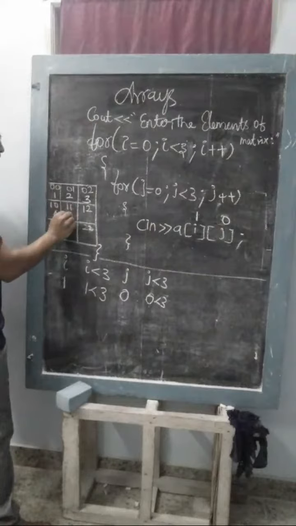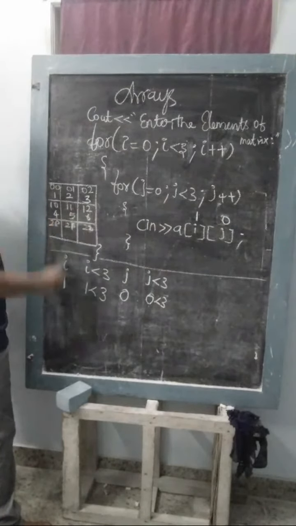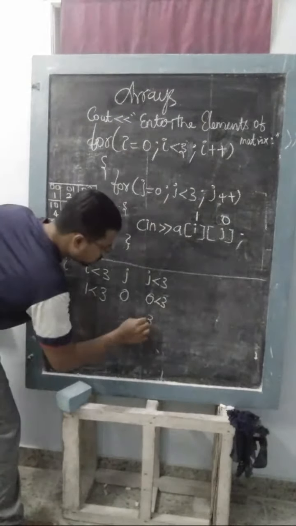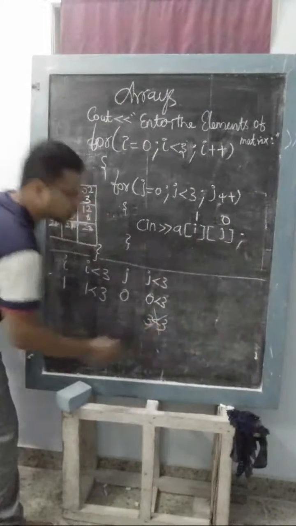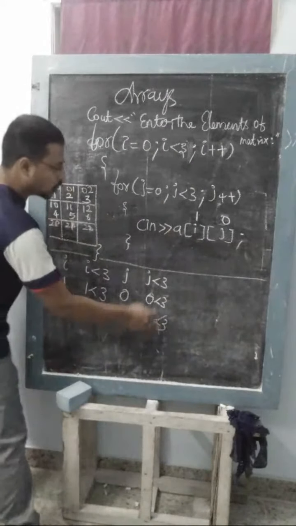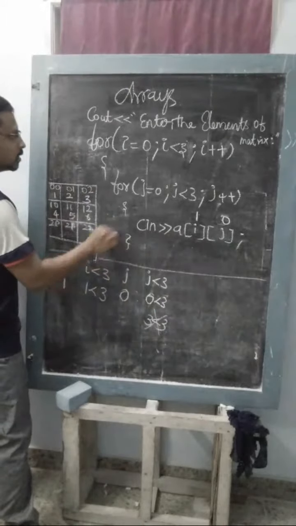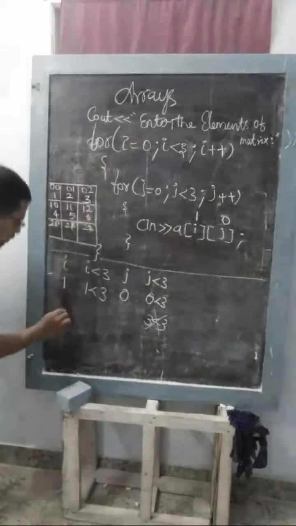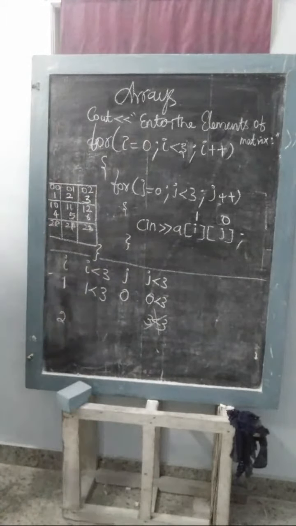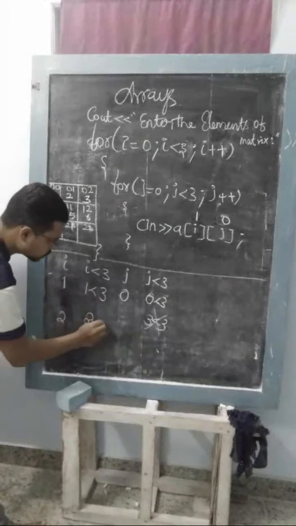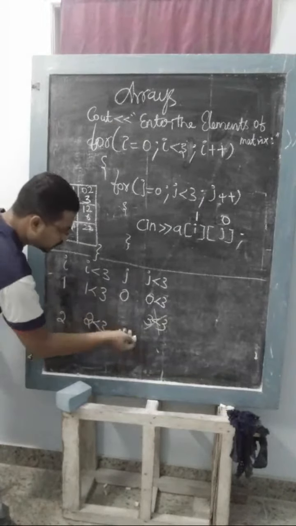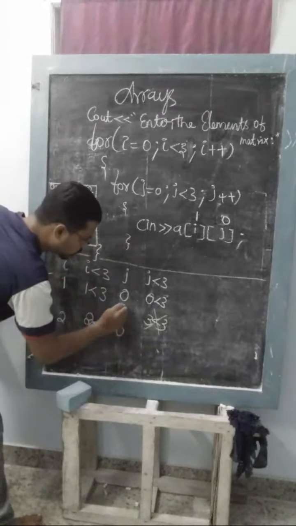And then the next value 5, and the next value 6. Once it reaches 3, 3 less than 3, the condition is false. It will come out of the loop. I value will be incremented, that is 2. 2 less than 3, the condition is true. It will go inside. J again newly born: 1, 2, 3.